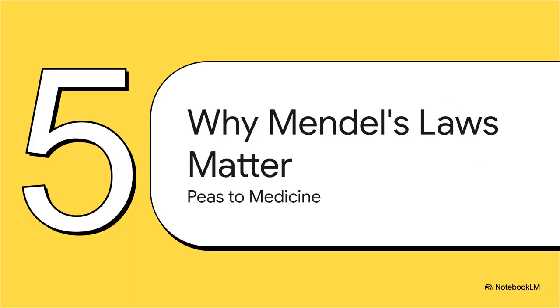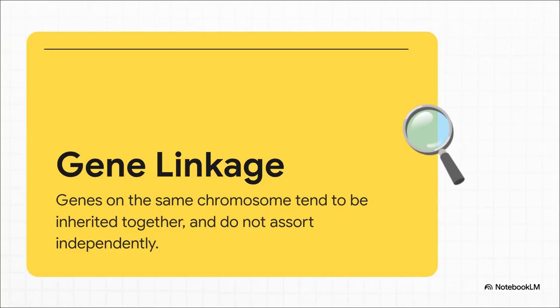That's it. So why do we still care so much about this discovery from over 150 years ago? Because these aren't just rules for pea plants. These are the fundamental rules for us, for animals, for crops, and they have massive implications for our health and our future. But there's a really cool plot twist. It turns out Mendel got a little bit lucky.